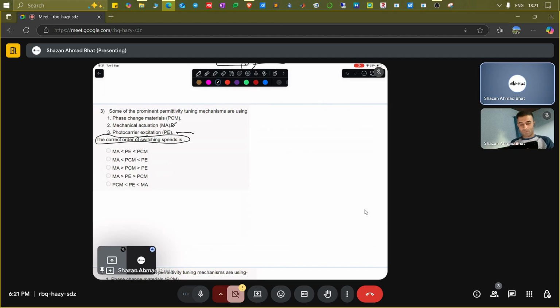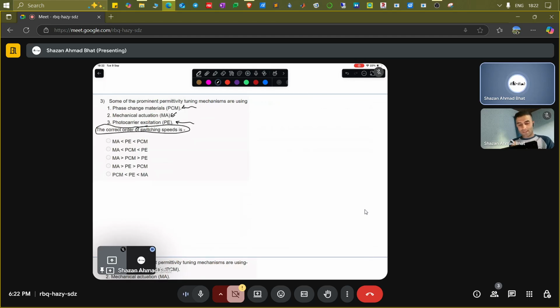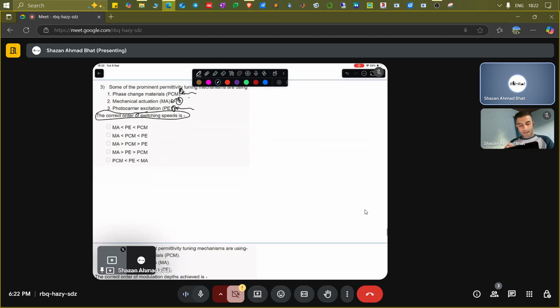The fastest is going to be photocarrier excitation, because it involves electrons, it involves holes, the radiative decay and the non-radiative decays and the electron hole pair recombination. That's going to be very fast. And the phase change materials is also going to be slower, so I guess this should be faster compared to the mechanical. That means the answer is photo excitation is greater than PCM is greater than mechanical actuation. Yes, this is the answer of this question. So this is the order of switching speeds.